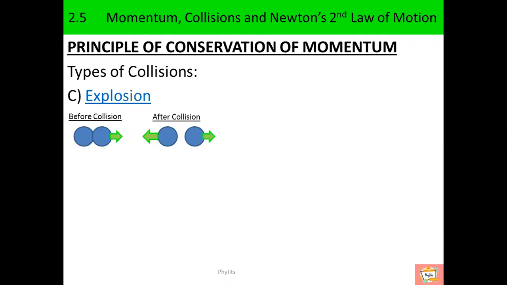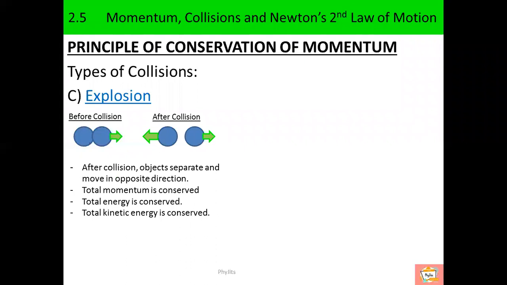So basically from one mass, now it has become two smaller masses, but both of them are moving in opposite directions from each other, because when an explosion happens, it will break into separate directions. So after the collision, the objects separate and move in opposite directions. Anyhow, it is about momentum, so total momentum is still conserved. Energy is still conserved because we assume there is no external force or friction acting. But the kinetic energy is not conserved because of the mass difference.